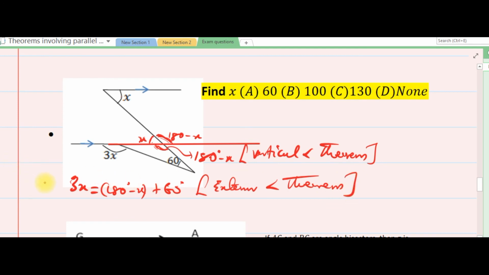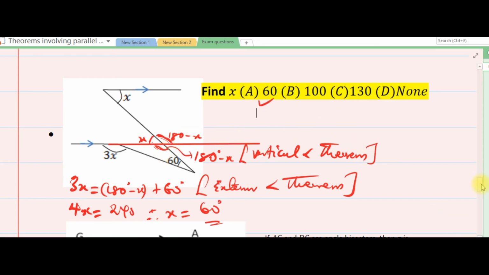So we are looking for x, so this minus x comes over, 3x plus x is 4x. This 180 plus 60, 240. Therefore our x is 60. So 240 over 4 is 60. So here x is 60. So our answer is A.